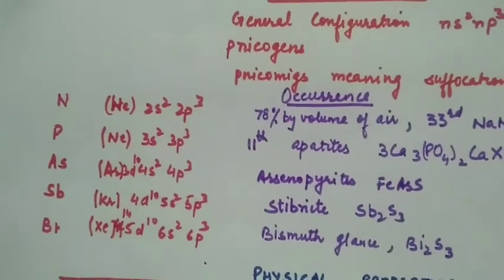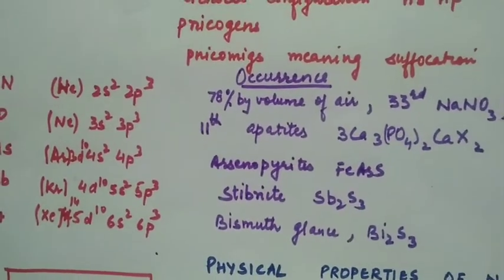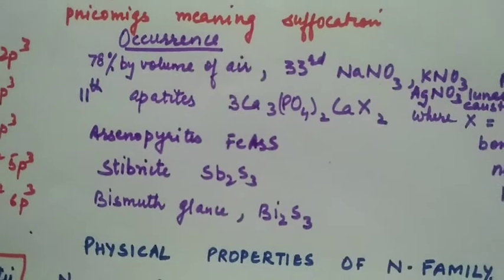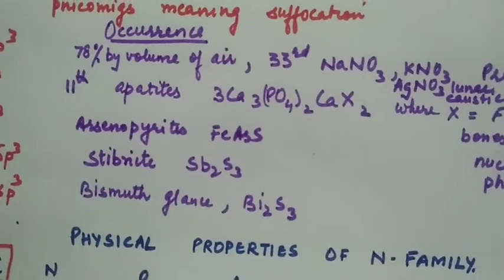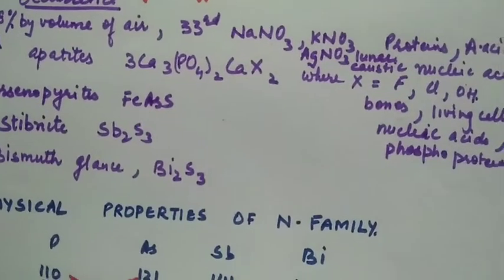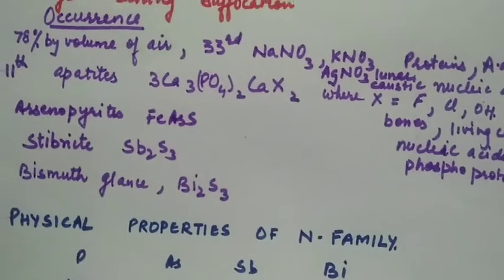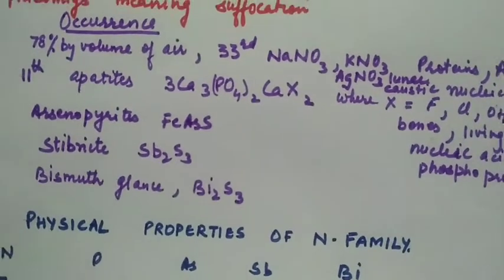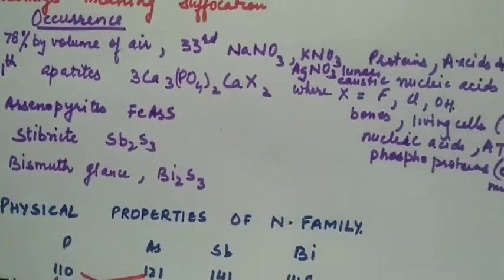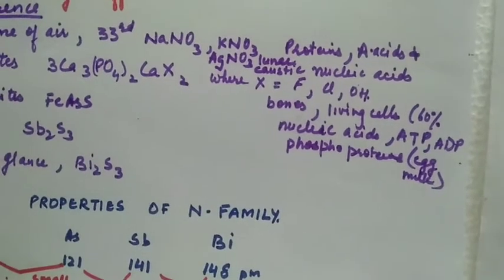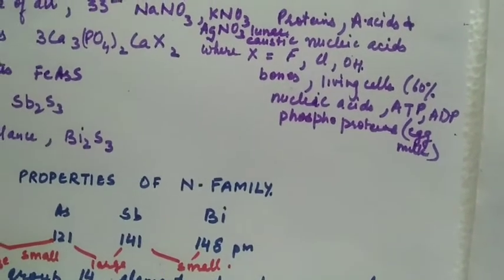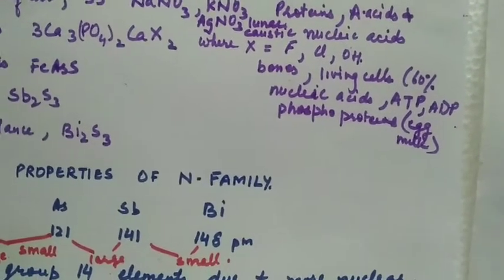Phosphorus is the 11th most abundant element. It belongs to apatites, having the formula 3Ca3(PO4)2.CaX2, where X can be fluorine, chlorine or hydroxide. If it's fluorine, the ore will be called fluorapatite. If it's chlorine, chlorapatite. If it's hydroxide, it is called hydroxyapatite. Phosphorus is also a constituent of bones, living cells, nucleic acids, ATP, ADP, phosphoproteins.